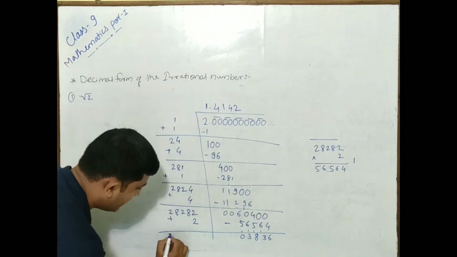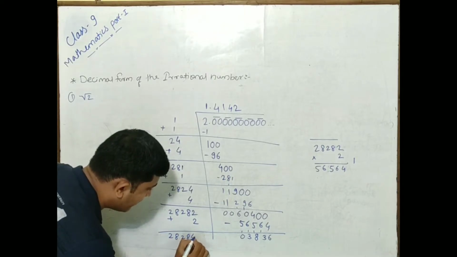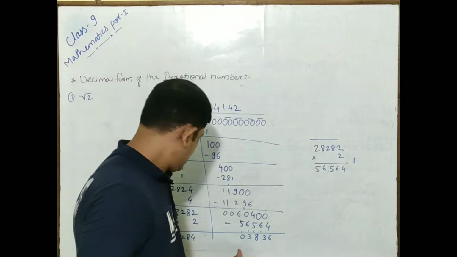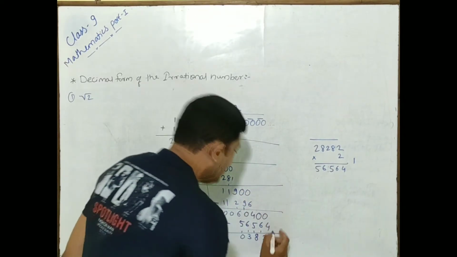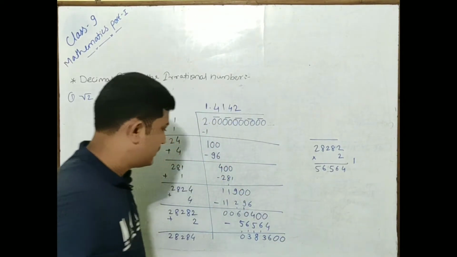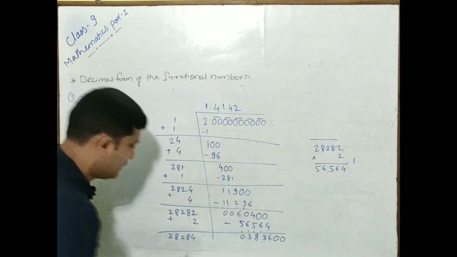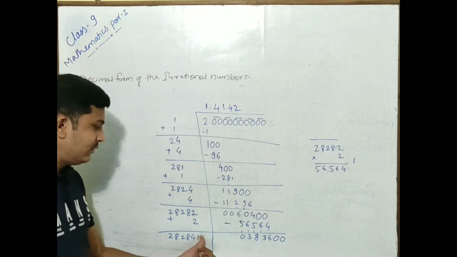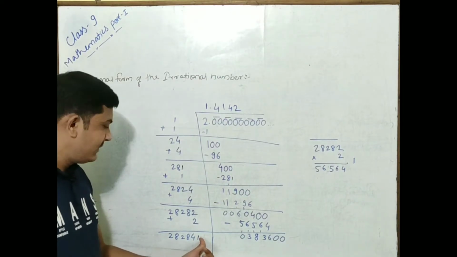Again here the addition will be 28284, that is 28,284. Again take 2 zeros. If you multiply the given number, which was a 5 digit number, and we add here 1, so it becomes a 6 digit number.